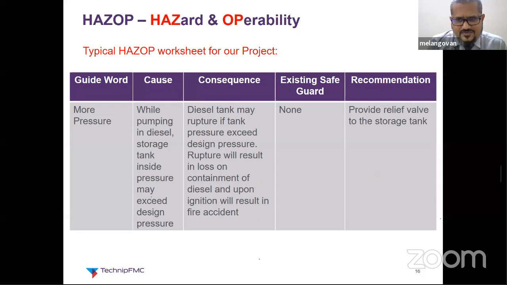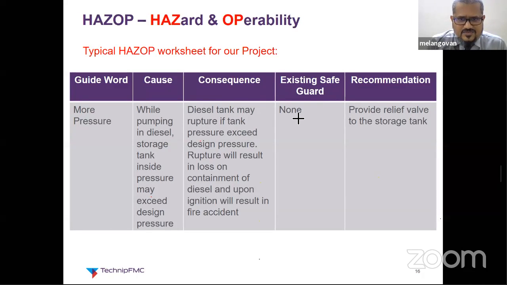So the tank is designed for some design pressure. That means the tank will withstand up to that pressure. If the operating pressure inside exceeds that pressure, there is a chance that the tank will rupture, which may result in loss of containment. The rupture will result in loss of containment of diesel, which upon ignition will result in a fire accident. Looking into our drawing, existing safeguards: none.